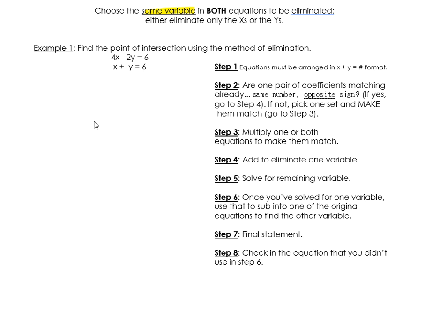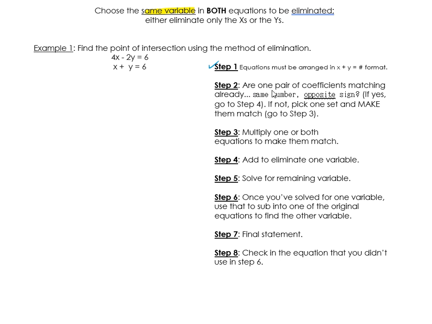Example 1, find the point of intersection by using the method of elimination. Step 1, equations must be arranged in x and then the y and then equals number, which these are. Here's the x, here's the y, equal sign, number. They have to be in that order. So that step's already done.